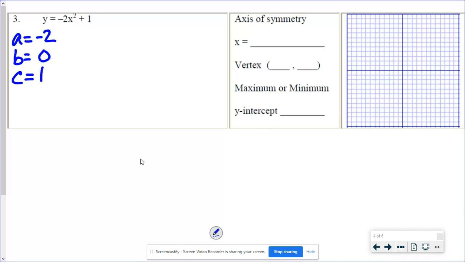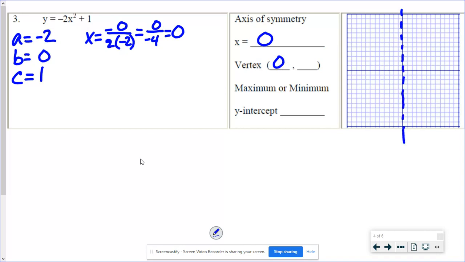So this time when I find my axis of symmetry, I'm going to have that x equals the opposite of B, which is 0, over 2 times A. Okay, I really don't care what the denominator is. The opposite of 0 is 0. 0 divided by anything is going to be 0, right? I can write this out as 0 over negative 4, but that's still just going to be 0. So the axis is at 0, the x value of the vertex is 0. That means that the y-axis is actually our axis of symmetry.